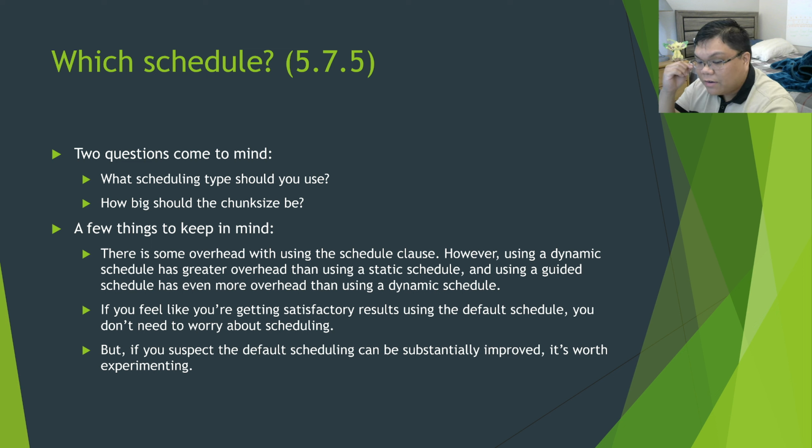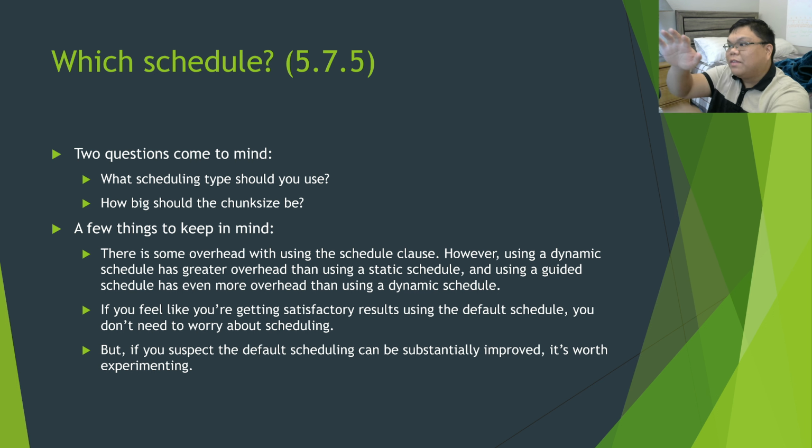If you feel like you're getting good enough results using just the default schedule, you don't have to worry. But if you feel like you could improve the execution times because the default schedule is holding you back, then it's worth experimenting with different scheduling types to see what you get. It can also be as simple as rewriting your code so that you only have one fork and join instead of one for every for loop iteration. But this is the scenario with nested for loops.